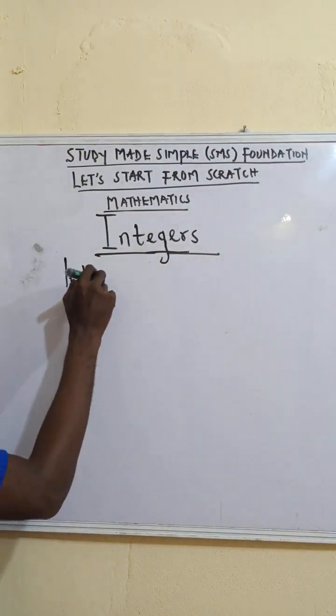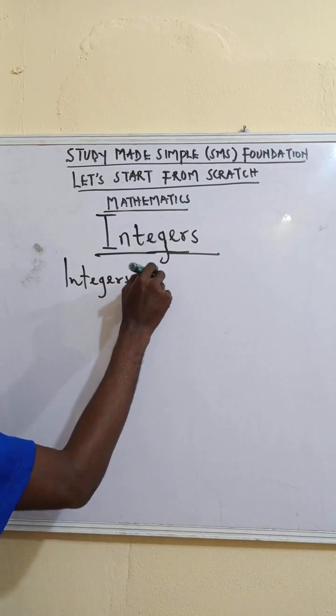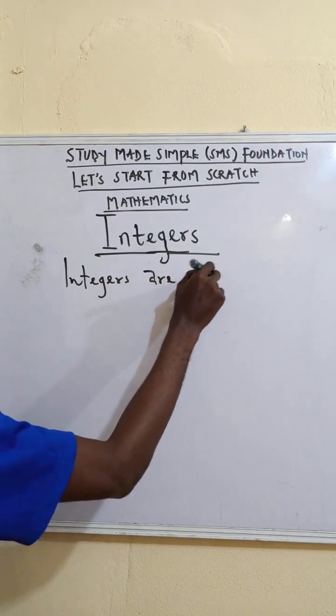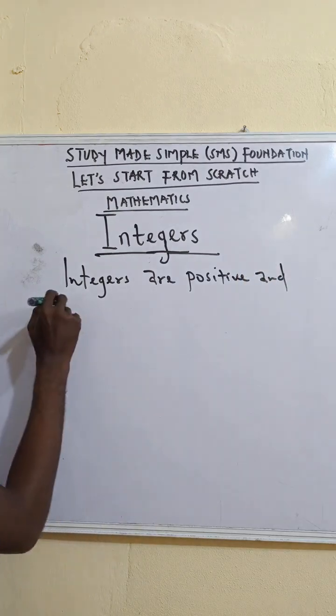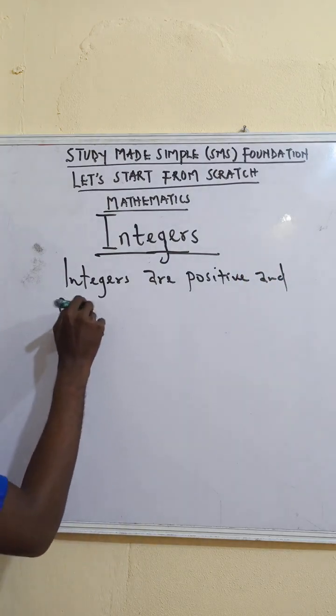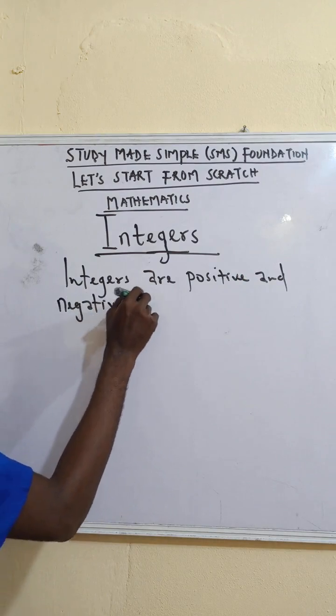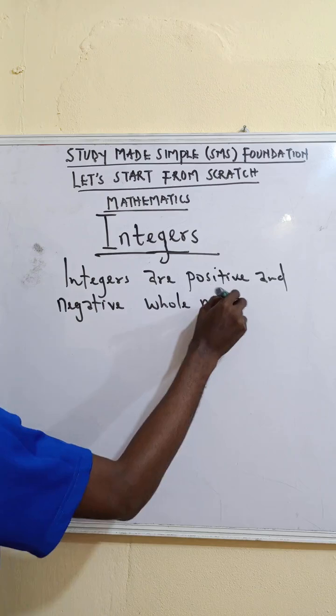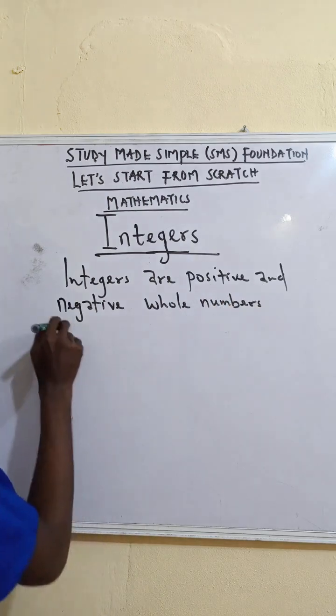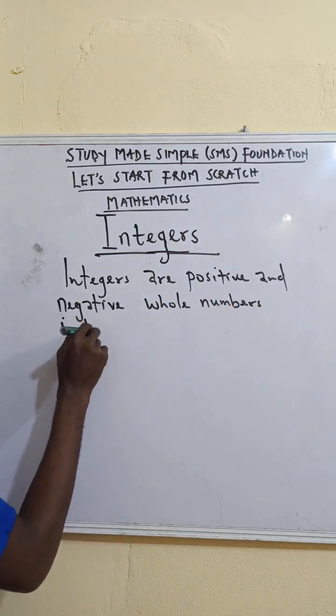Integers are positive and negative whole numbers, including 0.